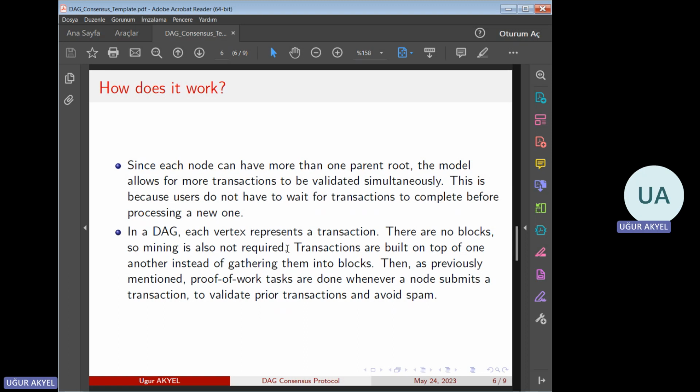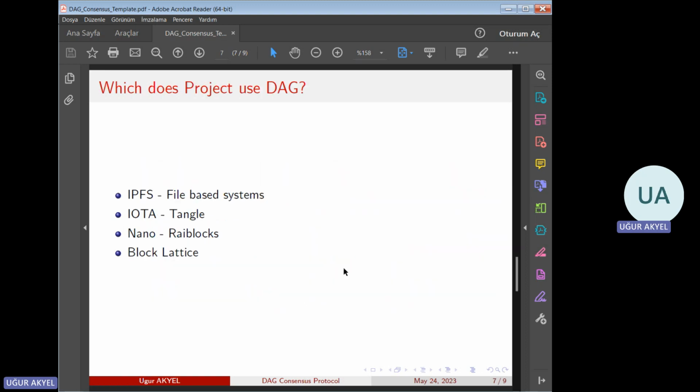In a DAG, each vertex represents a transaction. As we saw in the previous slide, there are no blocks, so mining is also not required. Transactions are built on top of one another instead of gathering them into blocks. Then, as previously mentioned, proof of work tasks are done whenever a node submits a transaction, to validate prior transactions and avoid spam. Which projects use DAG?